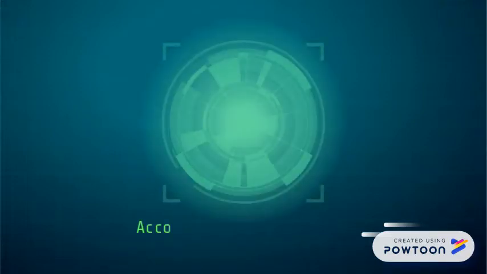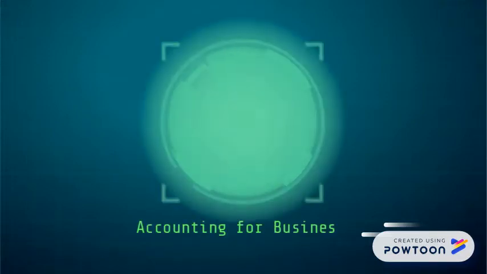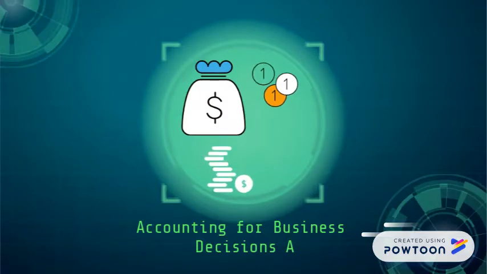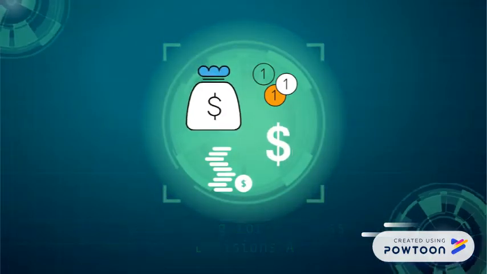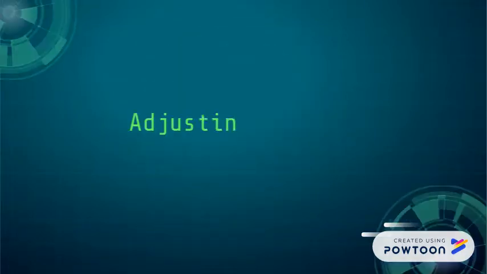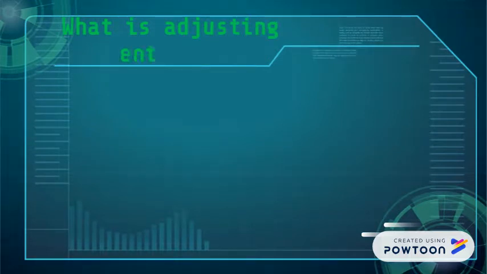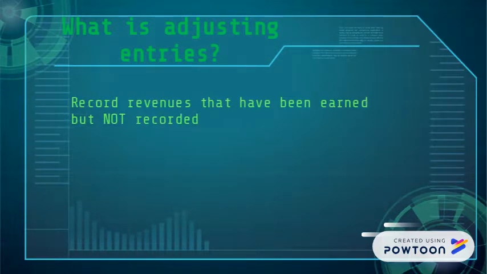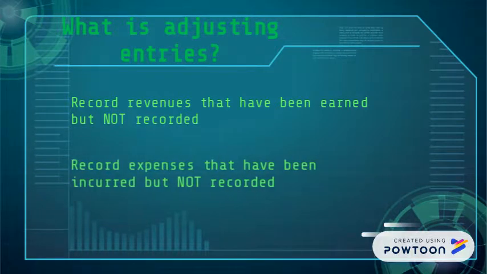In order to ensure revenues and expenses are properly recorded and up to date at the end of an accounting period, accounting information systems use adjusting journal entries. Adjusting entries are entries made in the general journal to record revenues that have been earned but not recorded, and expenses that have been incurred but not recorded.